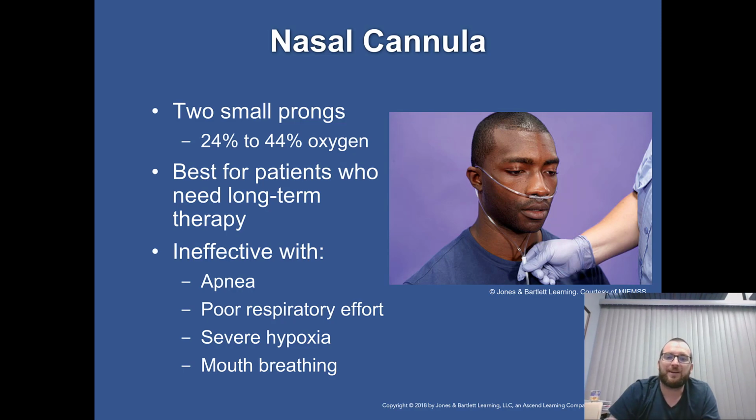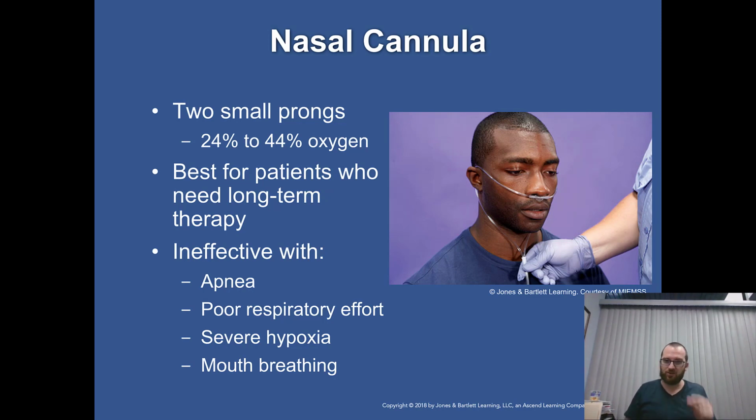Nasal cannula, again, same thing, 100% oxygen coming out of that O2 tank, but we're also breathing in a tremendous amount of room air, right? So room air is about 21% oxygen. So with nasal cannulas, the percentages that you got to know is 24 to 44% oxygen. And really that maps to 1 to 6 liters per minute, right?